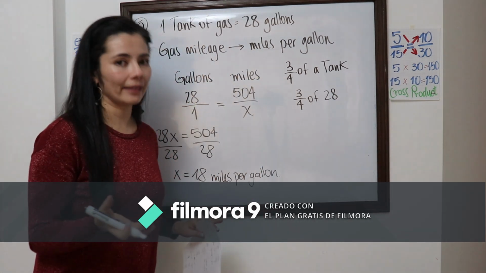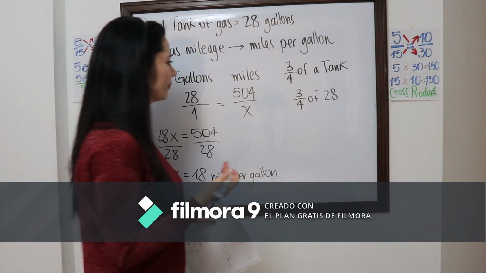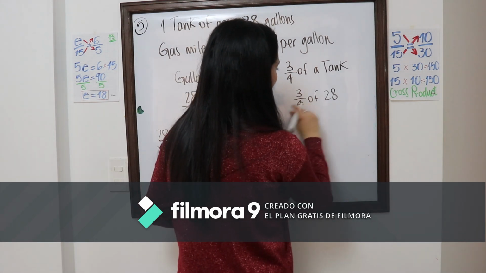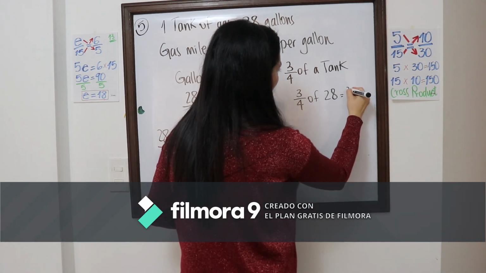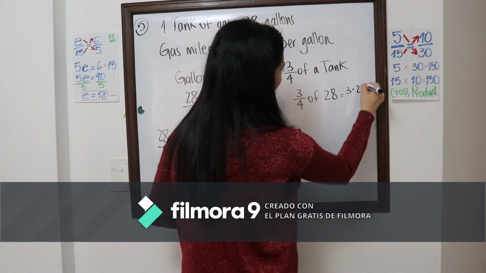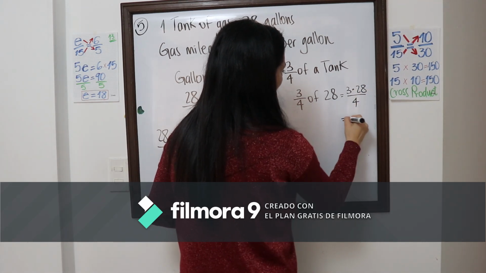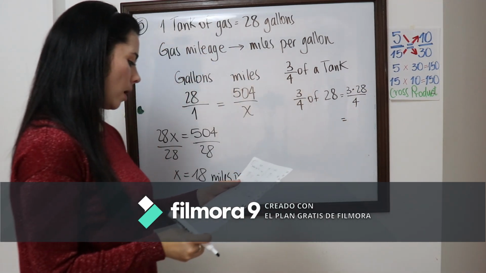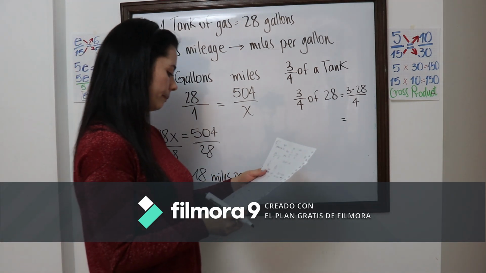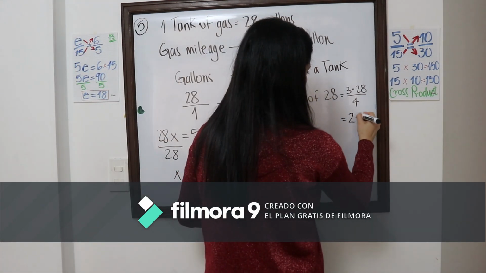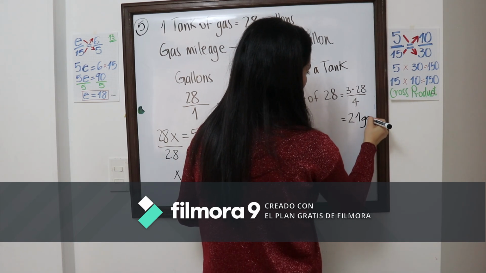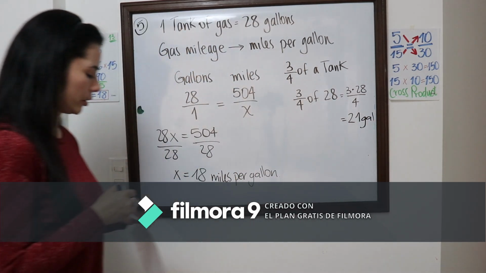Remember marbles activity? Yes, again. I know. And so this is going to be, of course, 3 times 28 divided by 4, which in my count, is actually 21. So now we have 21 gallons to work with.